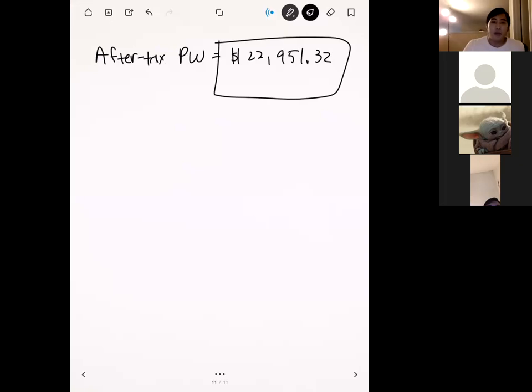Right. And so MACRS is kind of a system that, if 100% bonus depreciation is not available, and so let's say that the government says that you can't do that right now, then you can use the MACRS system. And this is kind of the way that you maximize the after-tax present worth of your stuff. Okay. Any questions on this?